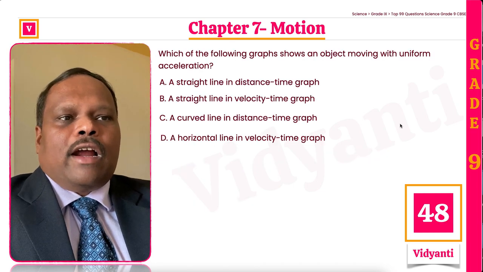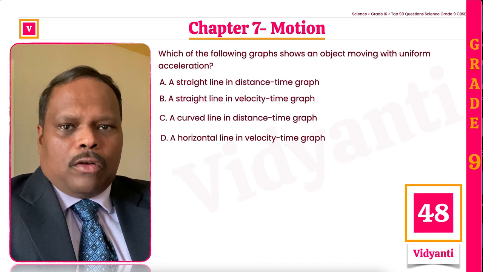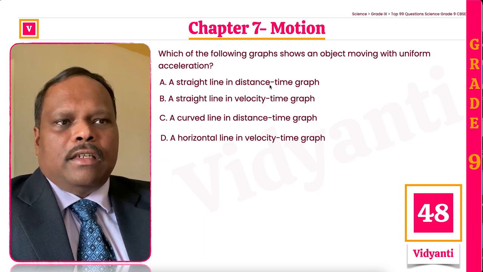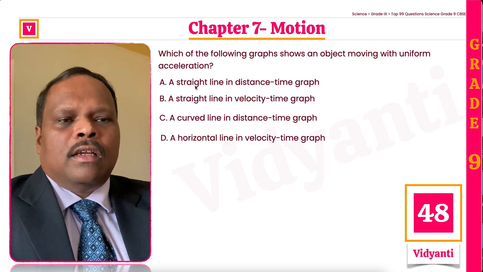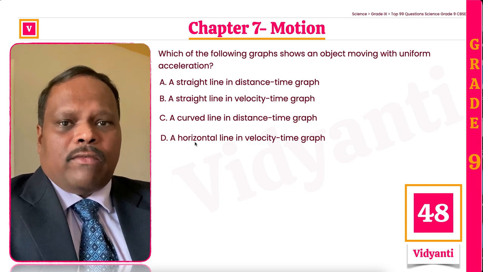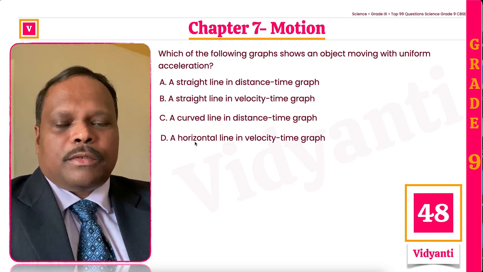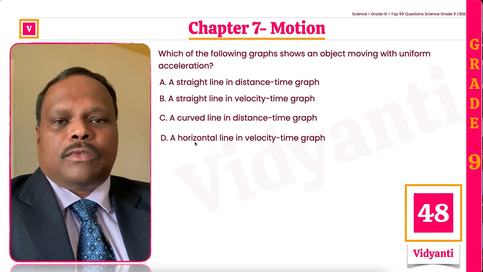Which of the following graphs? Okay, I will draw all four graphs. A straight line in a distance-time graph. Now, when they say straight line, it's having some slope, some inclination, some angle. And when they say horizontal line, it's a flat line. So let's get this cleared at step 0 itself.